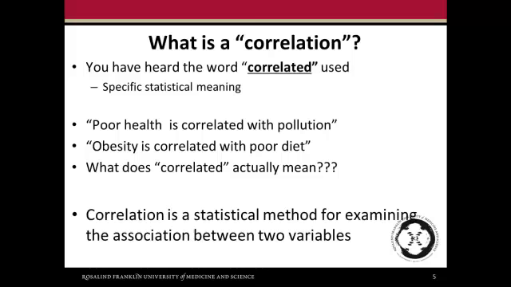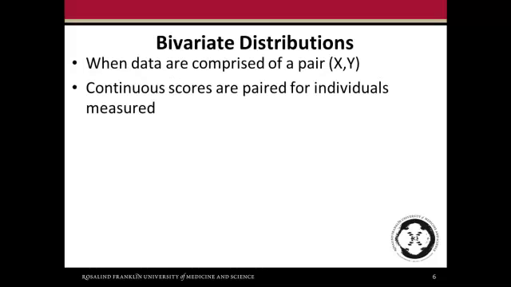A correlation is a statistical method for examining the association between two variables, and we're doing this in a quantitative manner. When we look at bivariate distributions of data, we have data comprised of a pair. So we're going to have a value for x that would go along our x-axis and a value for y that would go along a y-axis. These are continuous data scores, and they're paired for individuals that are measured. With the example of poor health correlated with pollution, we would have information for an individual and the level of pollution they experience, and then we would also have a measure for their health.